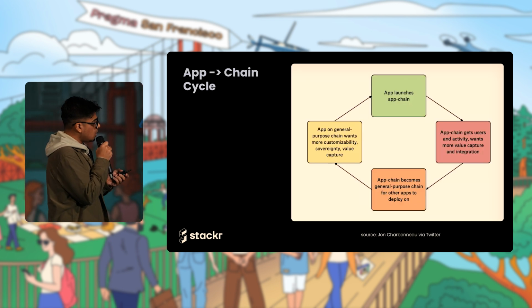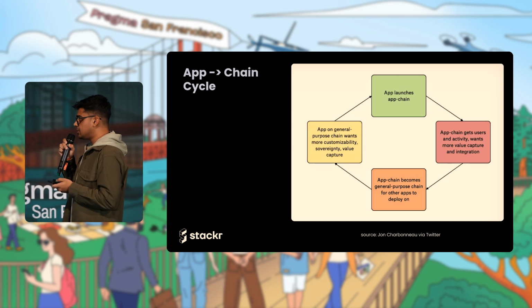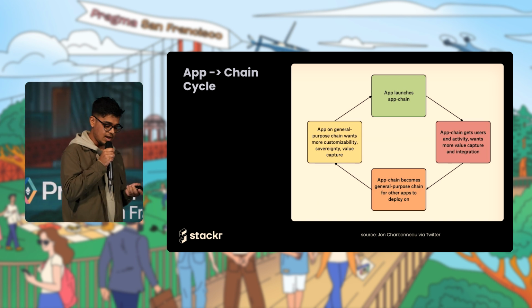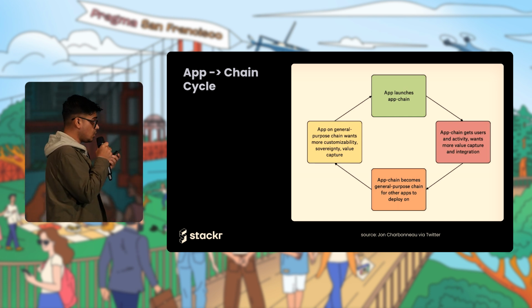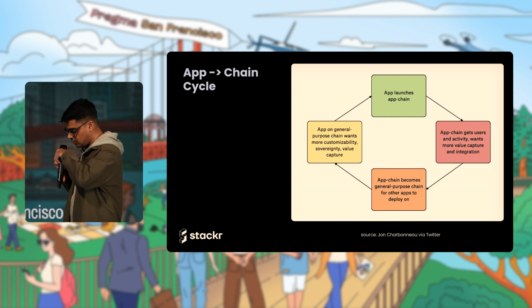There is one more chart that I found, by John Sharp. It's basically the app versus app chain cycle, and this is really true and has been happening in the space. Starting from the yellow box, apps on a general purpose chain want more customizability, sovereignty, and value capture, so they end up launching their own app chain.